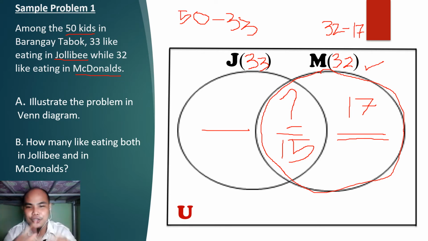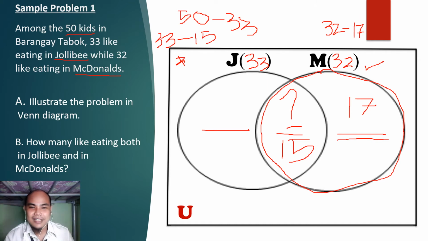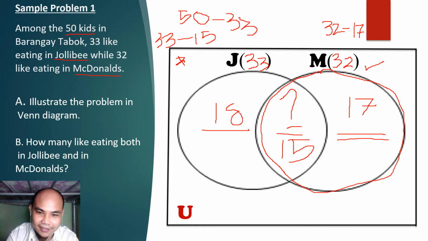How can we get this one? We simply subtract 33 minus 15. Sorry. 33 minus 15. What's your answer? 33 minus 15. The answer is 18. Alright. That's 18. Let's check. 18 plus 15 should be 33. Is it 33? Correct. 18 plus 15 is 33.